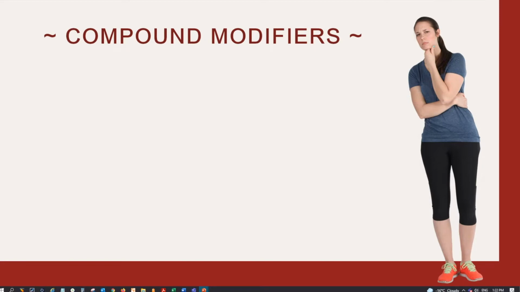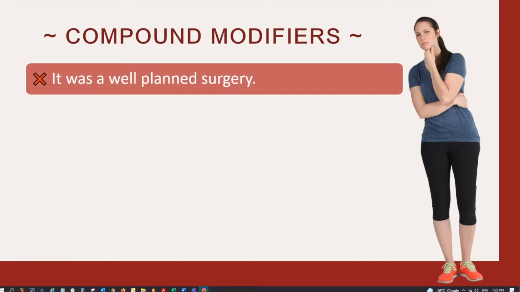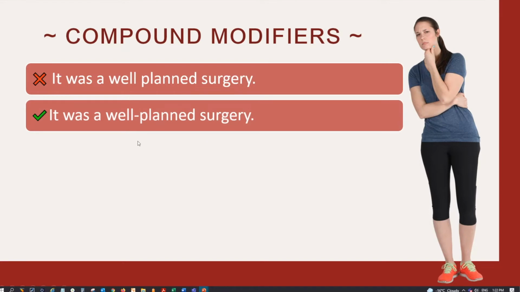Compound modifiers now. It was a well-planned surgery. This really throws everybody for a loop, these hyphens. So my trick for this, it only works with two-word combos that are not medical, but basically when it's coming before a word that it's modifying, so surgery, what I tend to do is test each word separately with that word. So a well-planned surgery, we know it means it was thought out ahead of time, but a well surgery would mean it was a healthy surgery. Doesn't mean the same as a well-planned surgery.